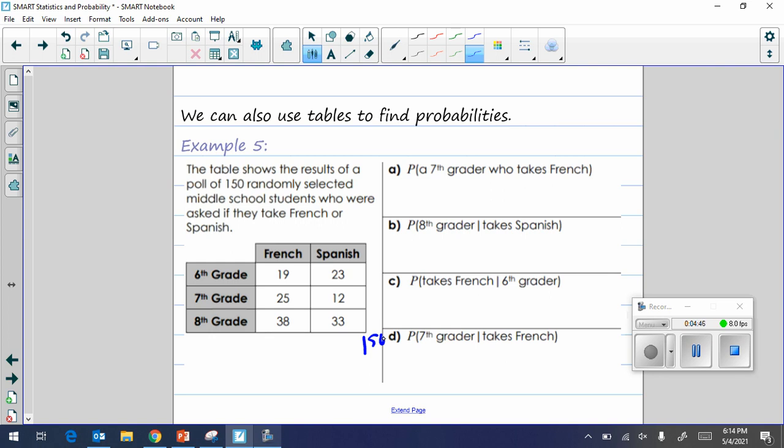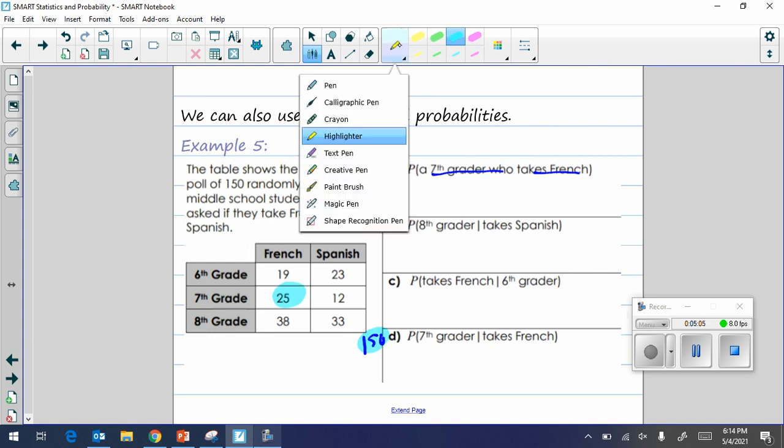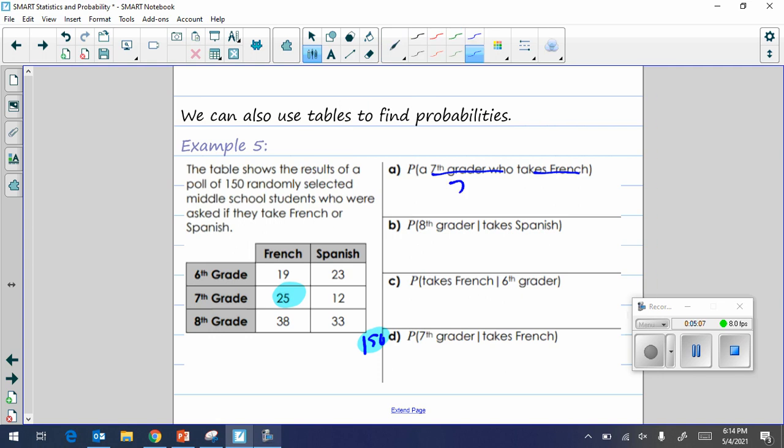So if I'm just looking for straight up probability like I am here, 7th grader who takes French, I am just going to take seventh grader who takes French, those 25 out of the total 150. And again, reducing, 25 goes into 25 once, 25 goes into 150 6 times.